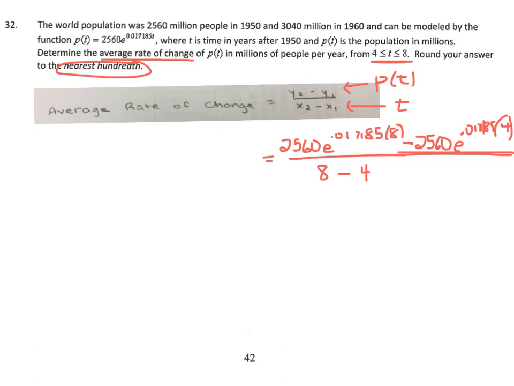So when I plug this in my calculator, I wind up getting 48.7815. So that would round to the nearest hundredth, right? That would round to 48.78. And my units would be right here, millions of people per year. So I'll just say 48.78 million people per year.